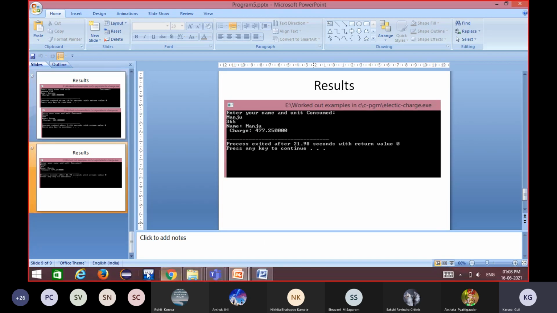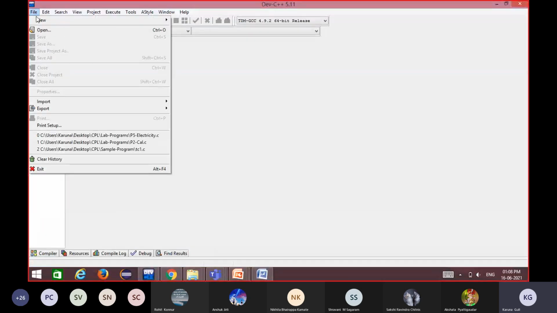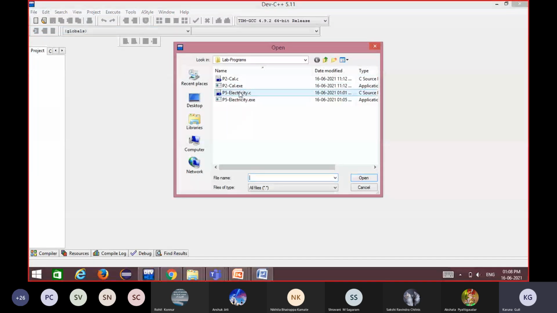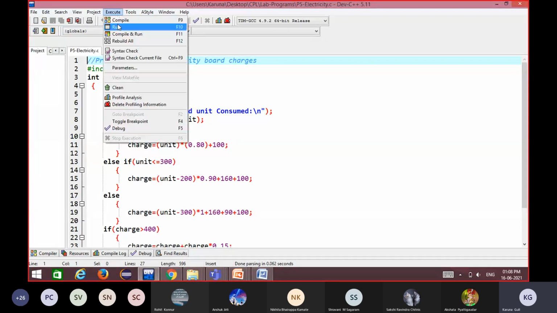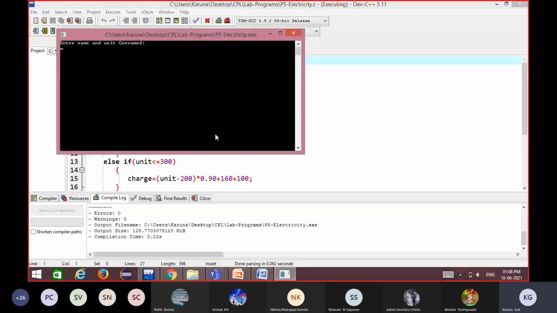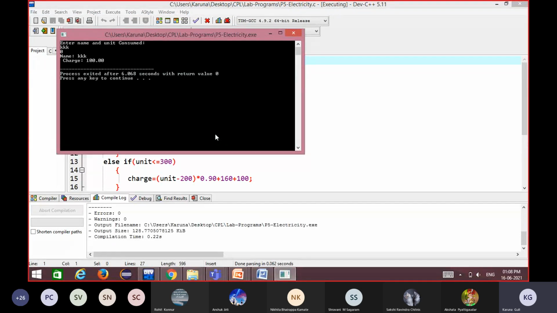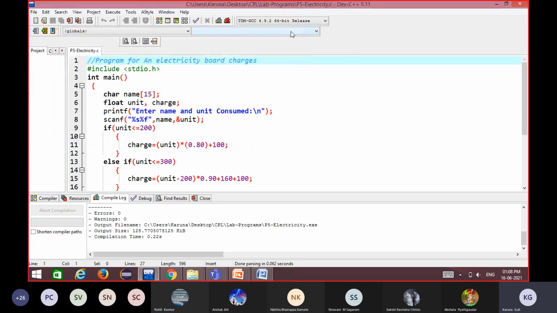I forgot to show you one more example. I'll show it to you also. If I give the consumed units as 0, the minimum charge I have to pay is 100. Is it showing correctly? Yes, ma'am. Right. This is how you have to show each and every output properly. If it is not working for even one case, then that program is not acceptable.